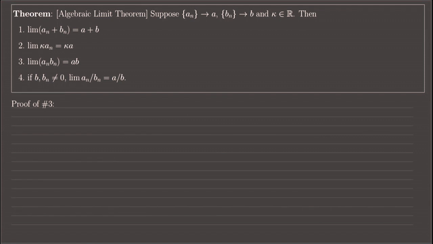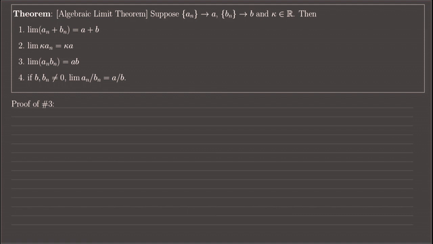Now let's look at the third part of the algebraic limit theorem. This says that the limit of a product is the product of the limits. Notice here that it's assumed that a_n and b_n are both convergent. I can't stress this enough. You cannot use the algebraic limit theorem if a_n and b_n do not converge. You must know that they converge. So you can't say the limit of the product of two divergent sequences is the product of the limits or something like that. It has to be convergent sequences.